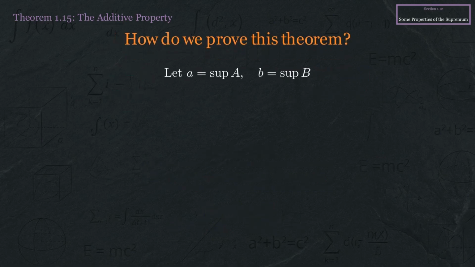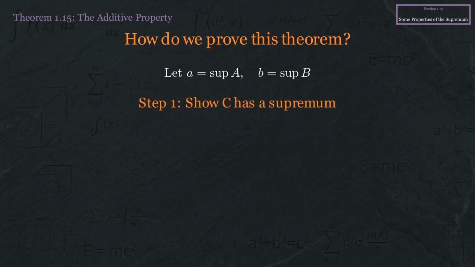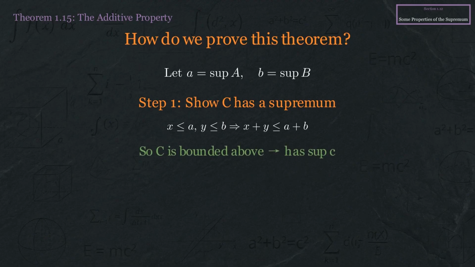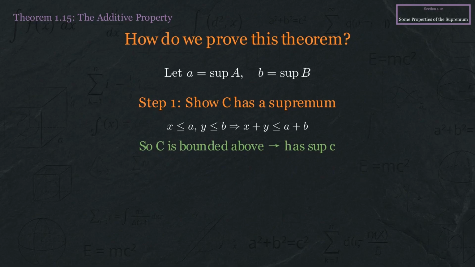Let a equal sup A and b equal sup B. First, we need to show that C has a supremum. Well, for any x in A and y in B, we have x less than or equal to a and y less than or equal to b. So x plus y is less than or equal to a plus b. This means C is bounded above by a plus b. So by the completeness axiom, C has a supremum. Let's call it c equals sup C.